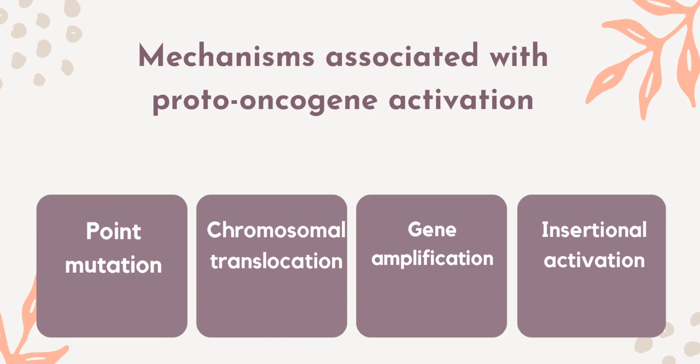The fourth mechanism, insertional activation. Insertion of mobile genetic elements such as retrovirus changes the expression of genes but leaves their coding sequence unaltered. So insertional activation is another mechanism that can also activate the proto-oncogene into oncogene. So proto-oncogenes can be activated into an oncogene, or cancer causing gene, due to these four mechanisms.